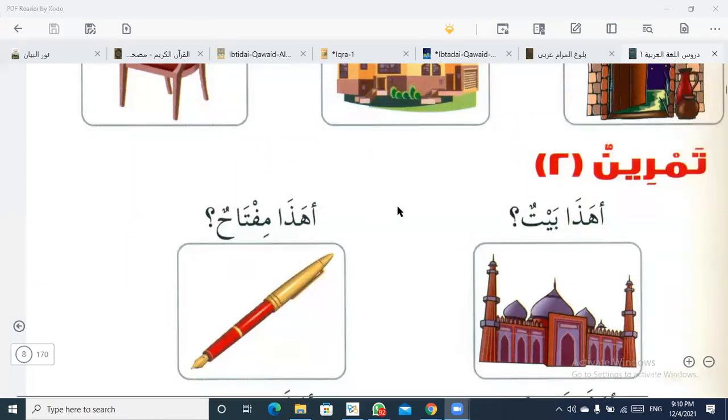Raise your hand. Okay, sister, you read this, Tamreen. Next sister, and sister Sumaya Sheikh, answer him. Sister, you? Ahasa baitun. This is a house. Sumaya Sheikh. Ahasa masjidun. Okay. Ahasa miftahun. This is a key. La. Hasa qalamun.